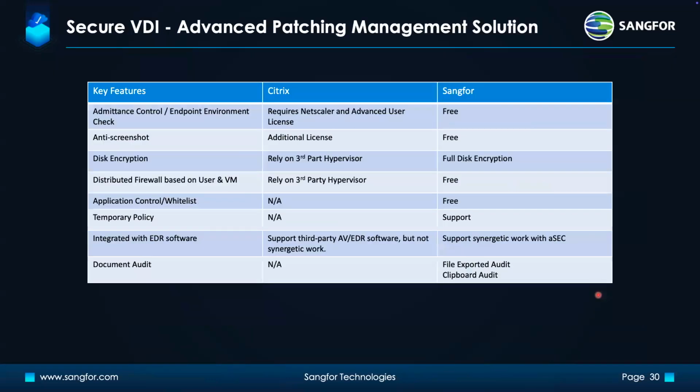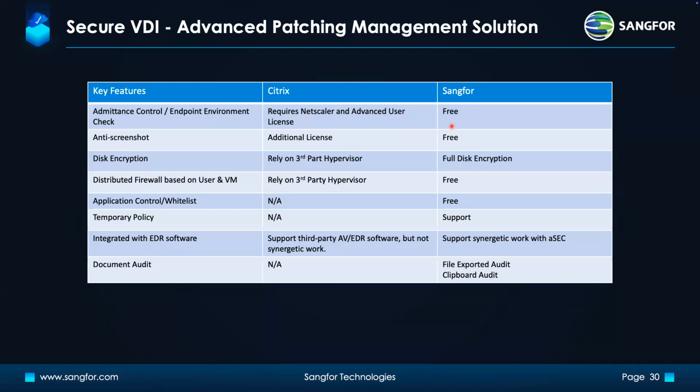All right, moving forward. So when we look at the way you are going to manage the entire solution when it comes to the security part also, right? What are the major differences between the two platforms? Now, the endpoint environment check, I was talking about the criteria, where you have to set the criteria, how it meets the criteria, and the access is provided. Citrix relies on NetScaler and advanced user licensing. That is when you can get the endpoint environment check as well.